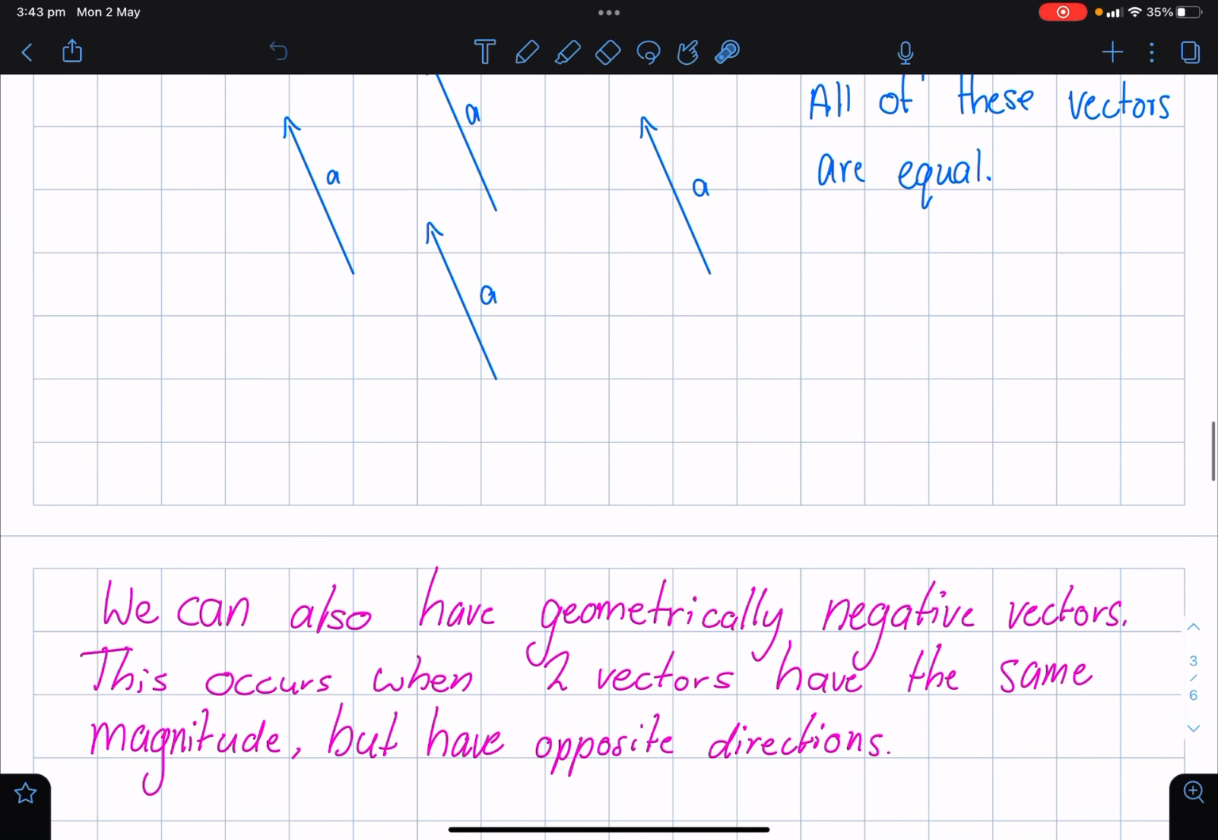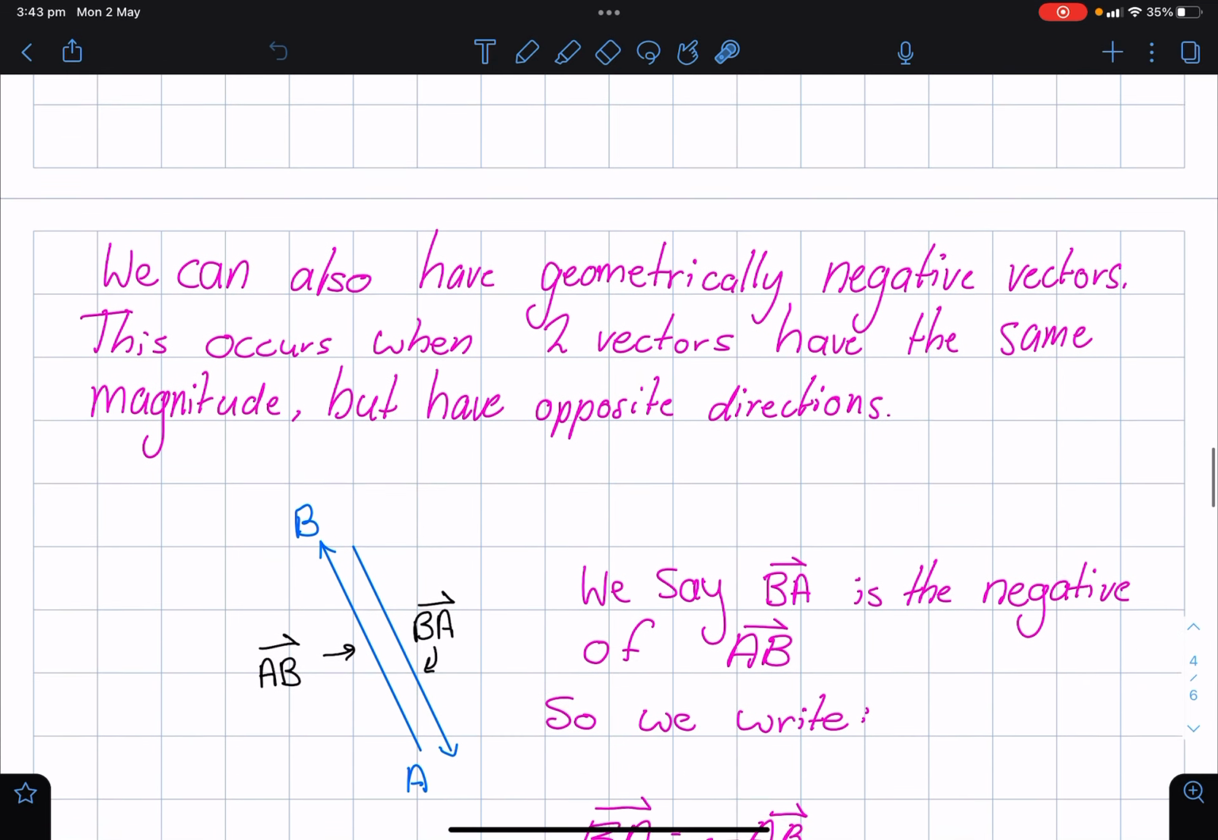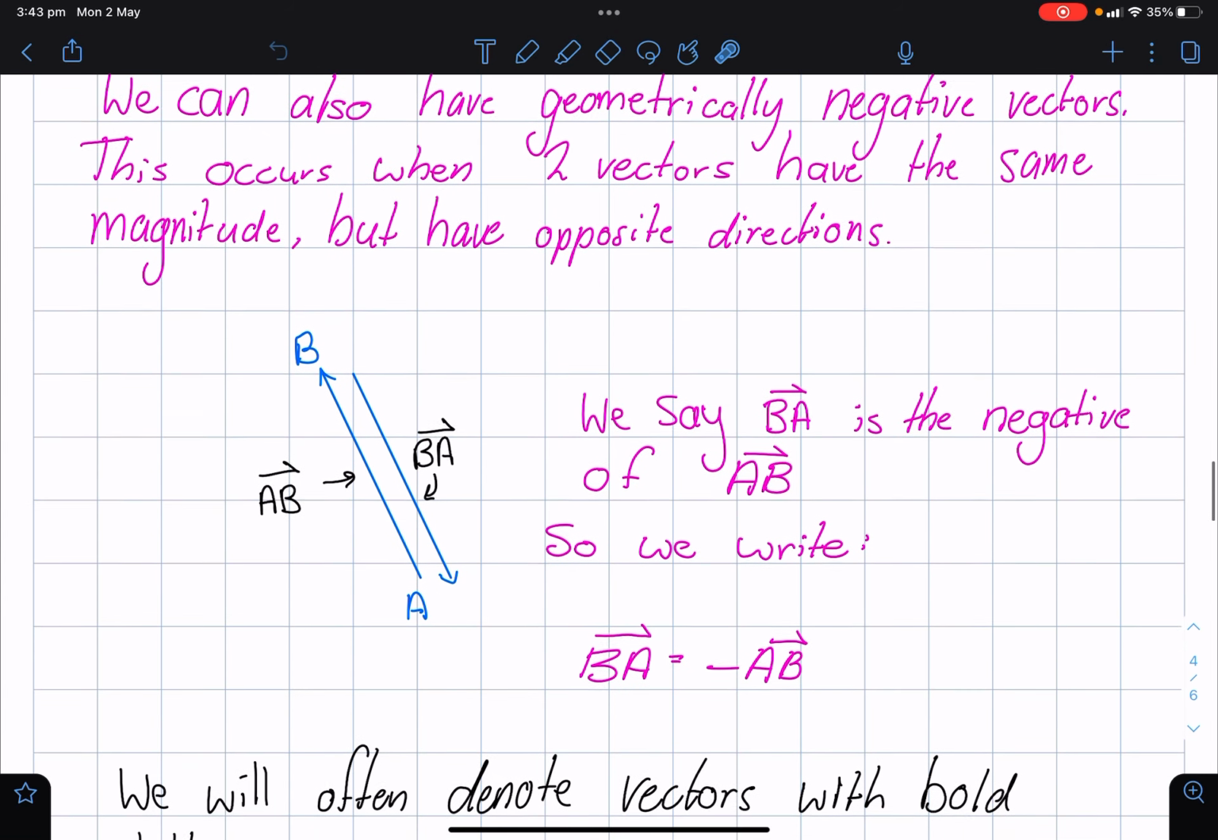We can also have geometrically negative vectors. This occurs when two vectors have the same magnitude, but they have opposite directions, okay? That could look like this, all right? Remember, we label our vectors from tail to tip. So this one is AB, and this one is BA, all right? We say BA is the negative of AB. So we write vector BA equals negative vector AB, all right?